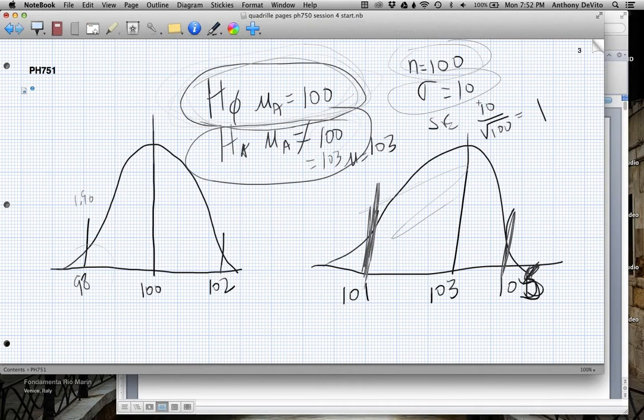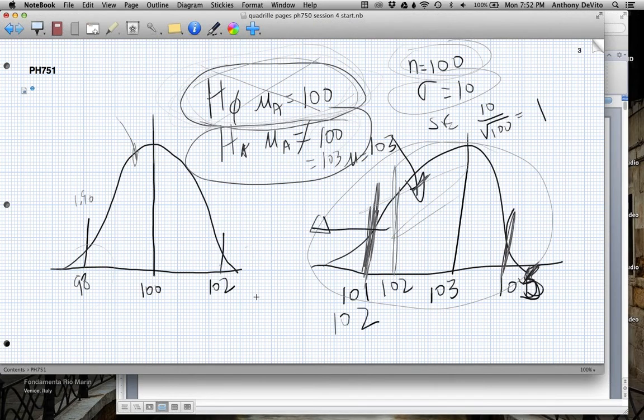Now, the problem here is that if this is true, I want to be able to say that the null is false, reject the null hypothesis, and accept the alternative hypothesis, right? So if this happens to be the truth rather than the null, which is what I want, that means that a lot of the time I would get a value less than 102 when I took my sample from that alternative population.